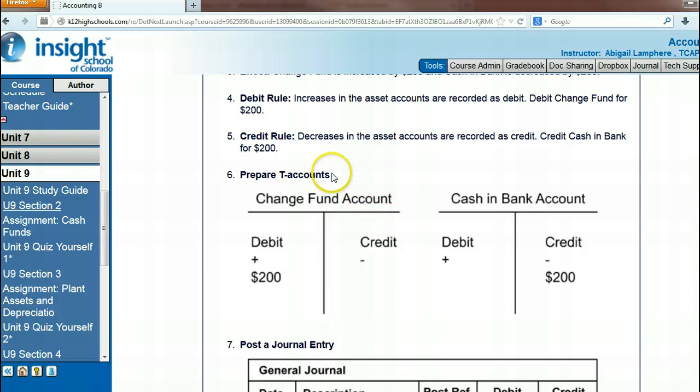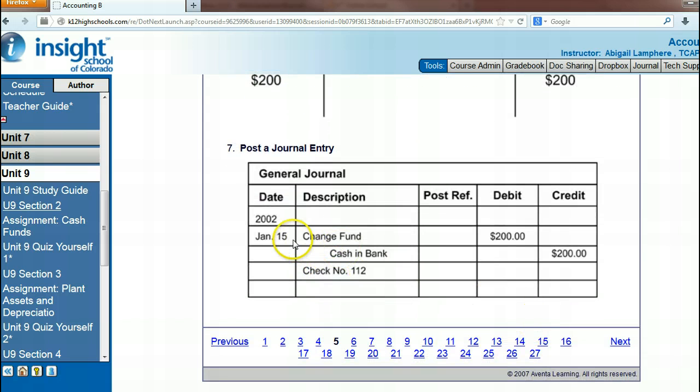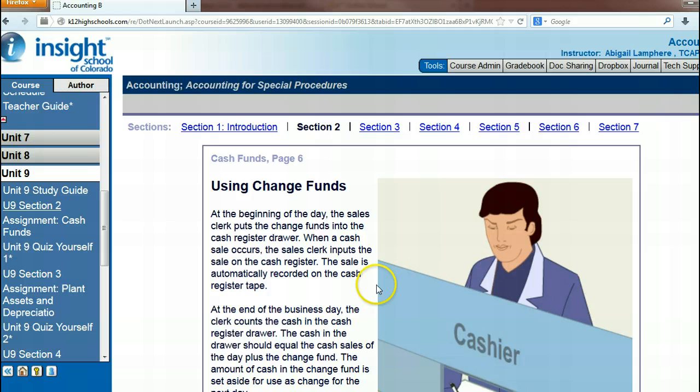Our change fund is an asset account. Keep that in mind because it's still looking at our cash. So when we write a check to ourselves to establish this change fund, we're taking it out of our bank account and putting it into our cash register or our change fund account. So again, asset account increases on the debit side. We're taking that money out of cash and bank and putting it into our change fund. And this is what that journal entry would look like: debiting change fund, crediting cash and bank, and recording our source document.